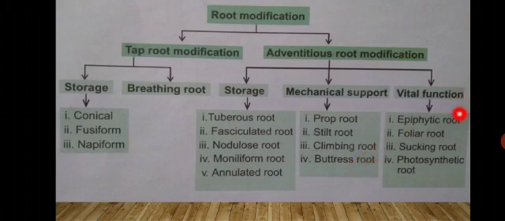The last function is vital function. The vital function is other than storage and mechanical support. These are also called 4 categories: epiphytic root, foliar root, sucking root and photosynthetic root. Epiphytic root, epi means upper, the plant that has the capacity to grow on another plant is called an epiphytic plant or epiphytic root. For example, Vanda.